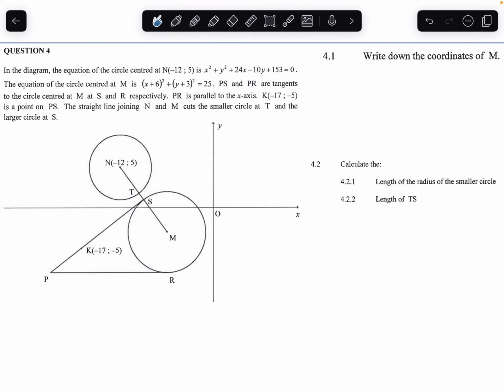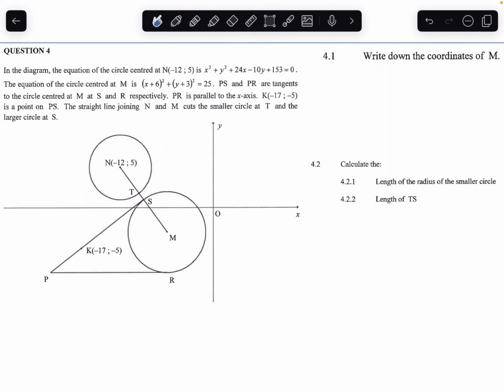Let's do it. So, we are looking at the department's Paper 2 from May 2023. Question 4, which is giving analytical geometry with some circle flavor. Let's get into it. In the diagram, the equation of the circle centered at N, negative 12 as its x coordinate, 5 as its y coordinate, is x squared plus y squared plus 24x minus 10y plus 153 is equal to 0. Okay, so they've given us the center explicitly, but they haven't given us the radius.